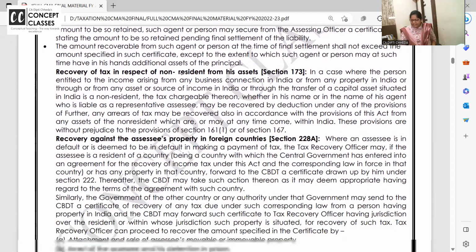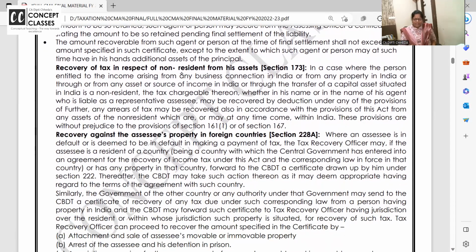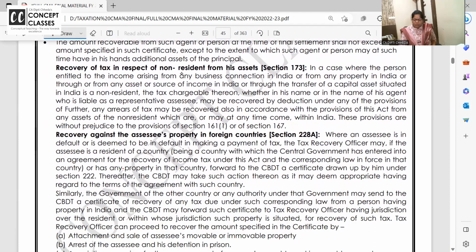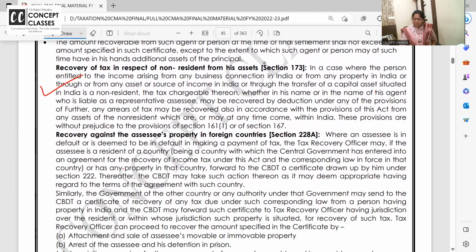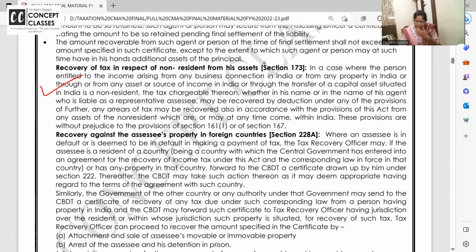Just give it a reading. I think they are not going to ask so many things in detail, but एकदम छोड़ने से अच्छा some background idea we should have. Recovery of tax in respect of non-resident from his asset, this is good. In case where a person entitled has business connection or any property in India or any asset or all, and he is liable to pay tax, then can we recover through his assets and all in India? Yes.